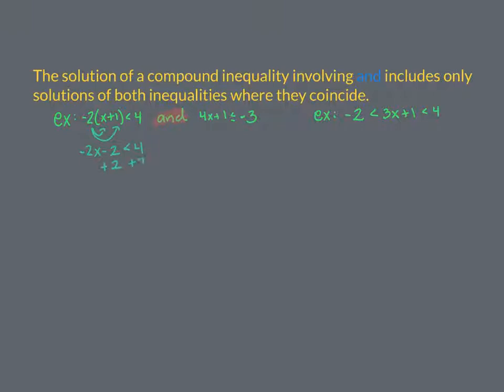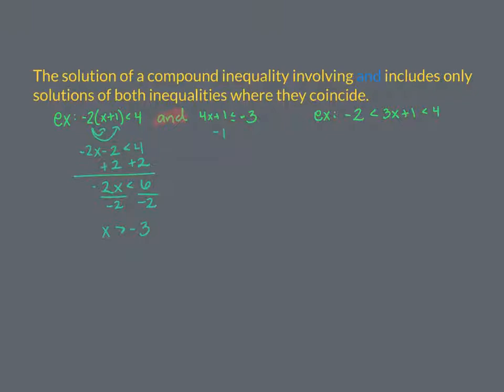I'm then going to add 2 to both sides: -2x < 6. And then I'm going to divide both sides by -2. Remember, when I divide or multiply by a negative, I flip the sign. So I really get x > -3. Then I'm going to leave that inequality alone, and now I'm going to go up to the top and do the inequality on the right.